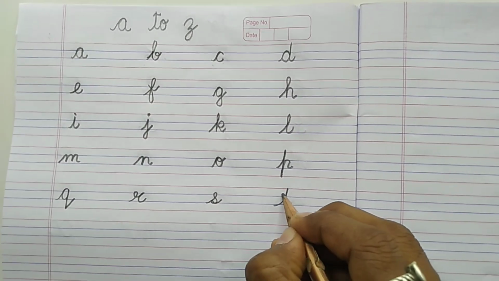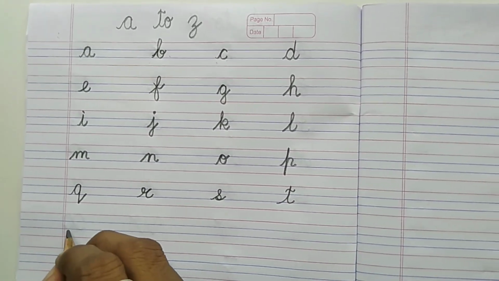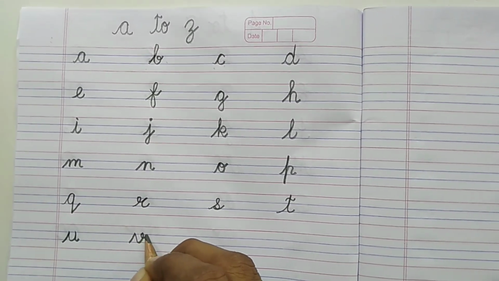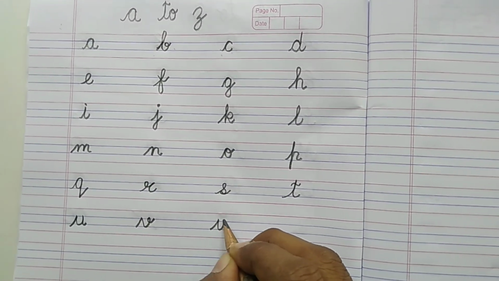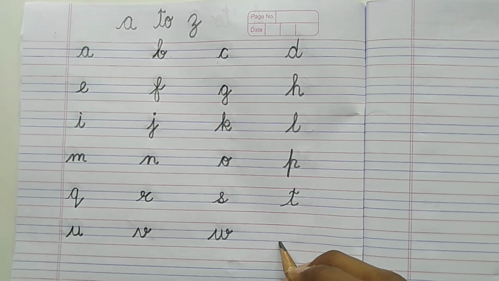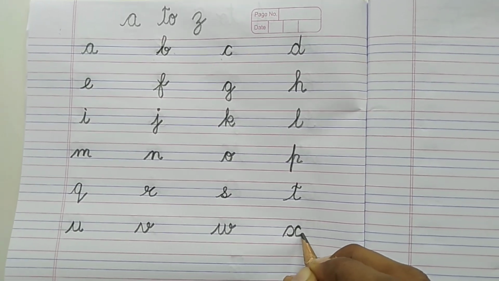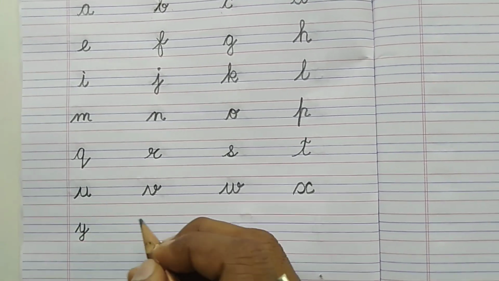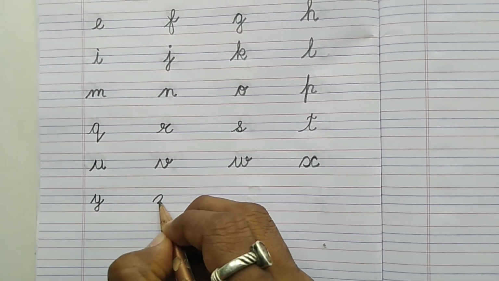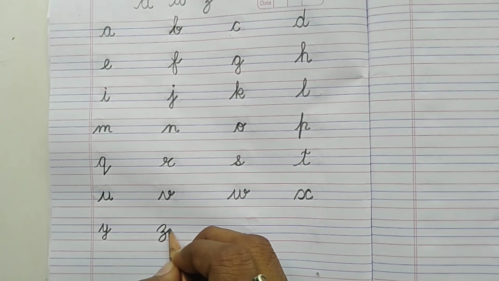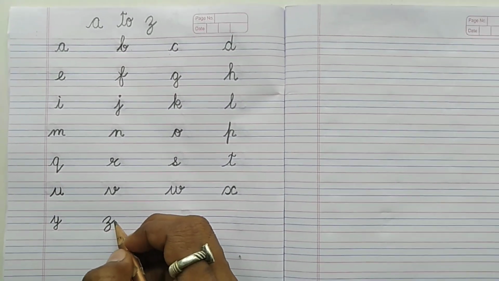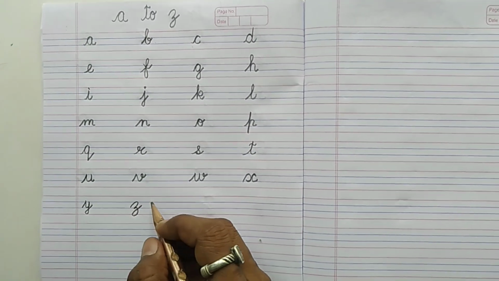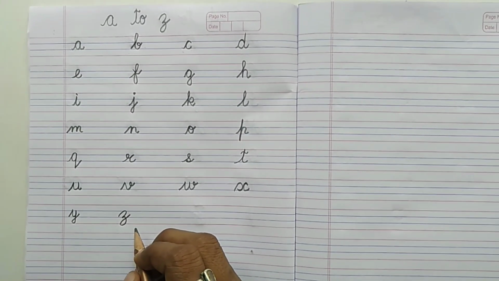T for tiger. U for umbrella. V for violin. W for watch. X for Xmas tree. Y for yak. And Z for zebra. Very good. You have to speak and write. Our A to Z small alphabet complete.